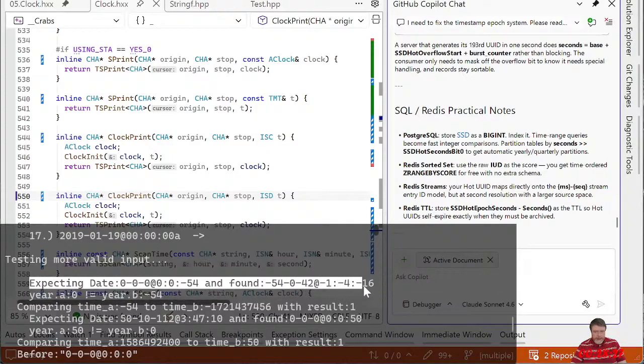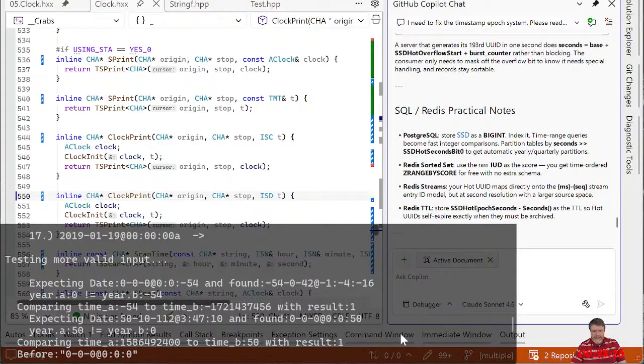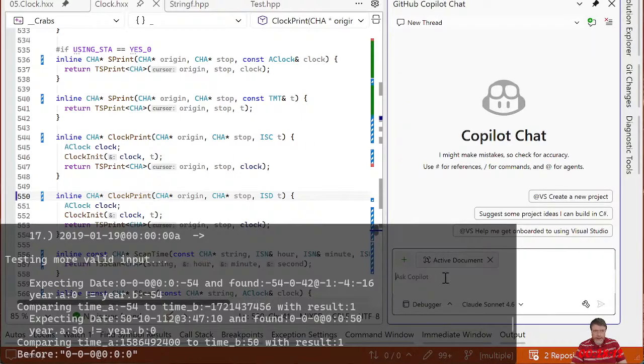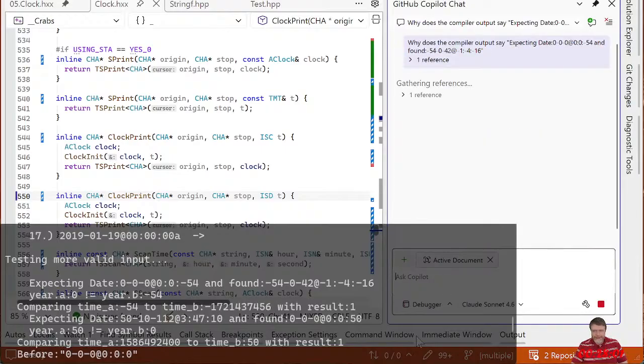All right, can we ask it? Let's see if it can figure this out. Let's create a new session. Yeah, how long is it going to take to respond to that? That's what I'm wondering.